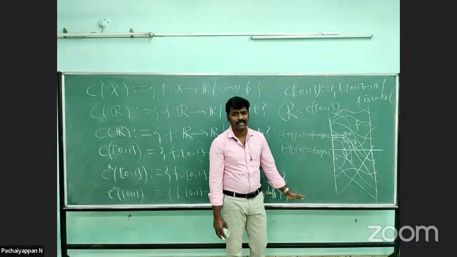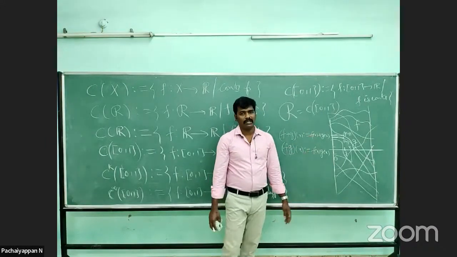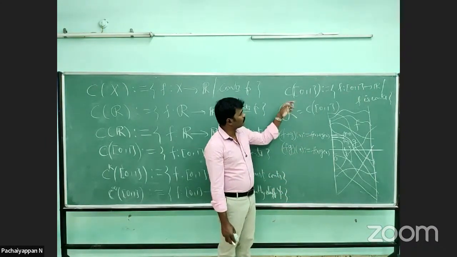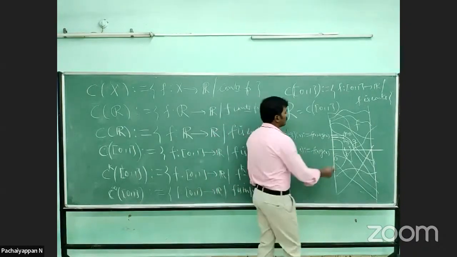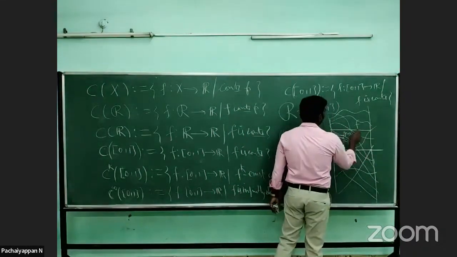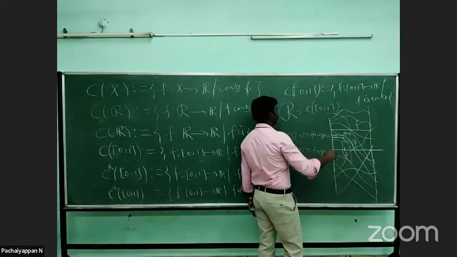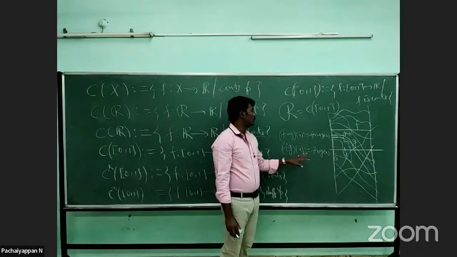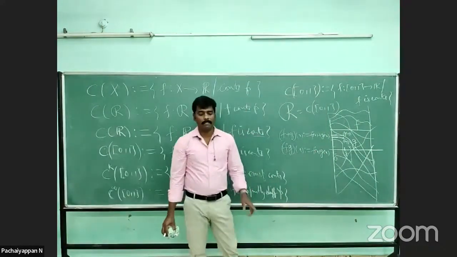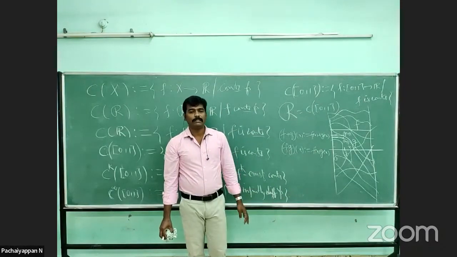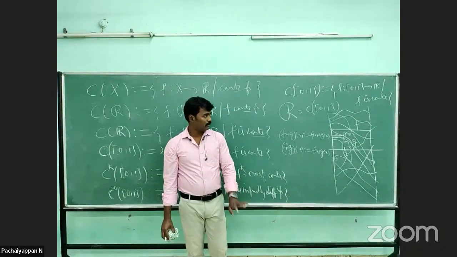What is the multiplicative identity? One is the multiplicative identity. The question: does one belong to C[0,1]? Yes. One is a constant function, so it belongs to C[0,1]. Therefore one is also there, and one is the multiplicative identity. Is it okay?